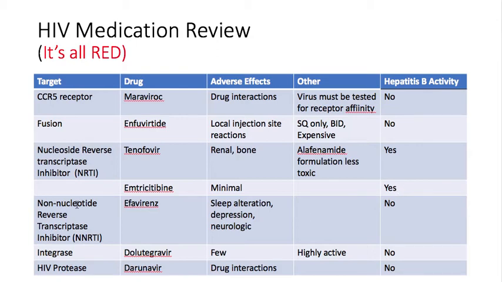The non-nucleoside reverse transcriptase inhibitor efavirenz has mainly CNS effects. The integrase inhibitor that I'd like you to remember is dolutegravir. It has few adverse effects, and it's highly active, requiring multiple mutations for development of resistance.